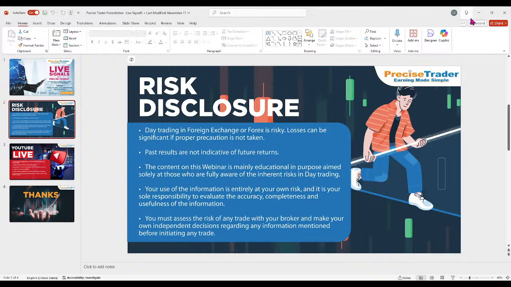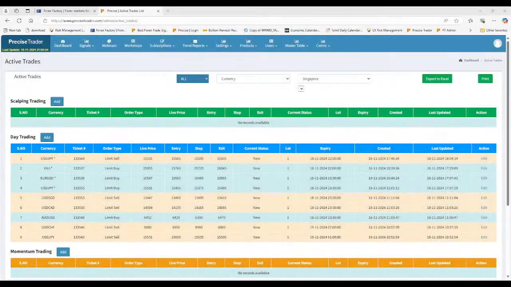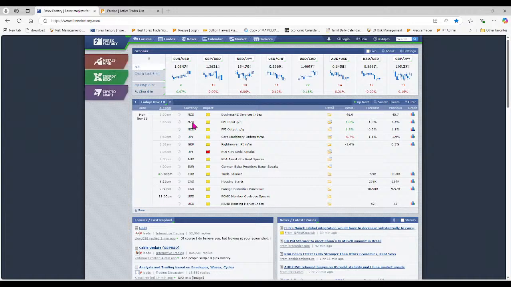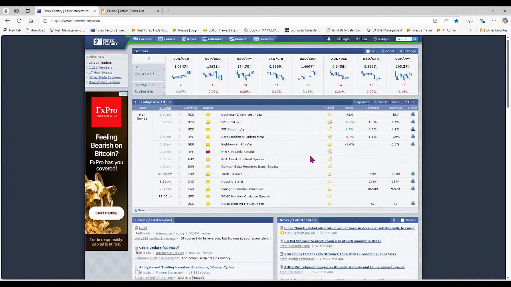So with that, I think we proceed with our analysis. The key data that's going to be out tonight is, there isn't any important data. So as a result, I think the market is expected to be within a range, unless there is a break of certain levels.